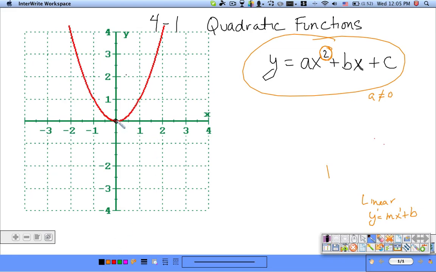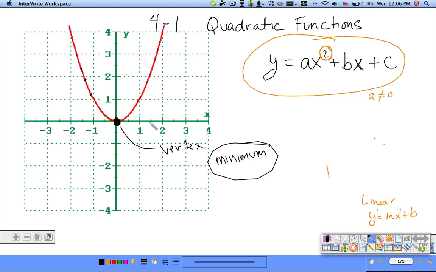Let's go back to the vertex for a moment. What's the definition of vertex? It is the lowest or highest point on the parabola. Okay, right now that's the lowest point, right? All these other coordinates on the parabola are higher than this. So in this specific case, since that's the lowest point, this vertex is the minimum. Okay, that's the minimum point right there. We're going to know how to calculate the minimum later.